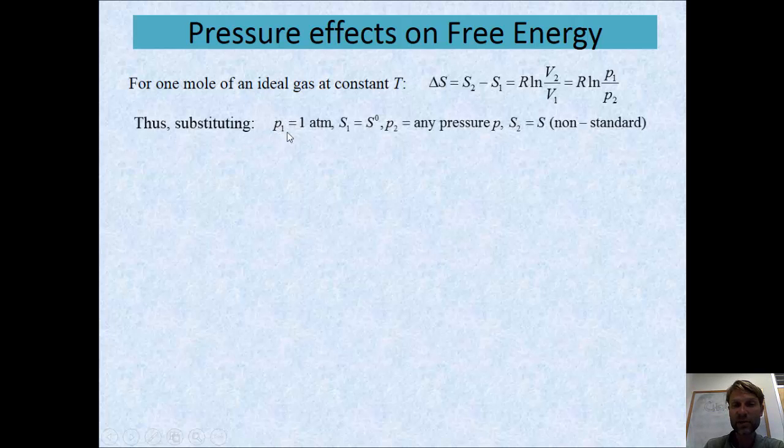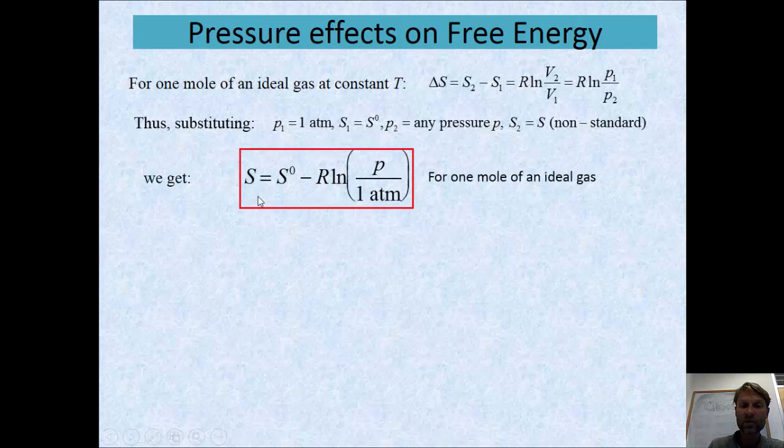And so substituting P1 equals 1 atmosphere, which is our reference state, and S1, which would be the standard molar entropy. P2 would be any pressure that we choose, and S2 is the non-standard entropy. We find that the non-standard entropy is equal to the standard entropy minus the gas constant times the natural log of the new pressure divided by the reference state, and this is for 1 mole of an ideal gas.